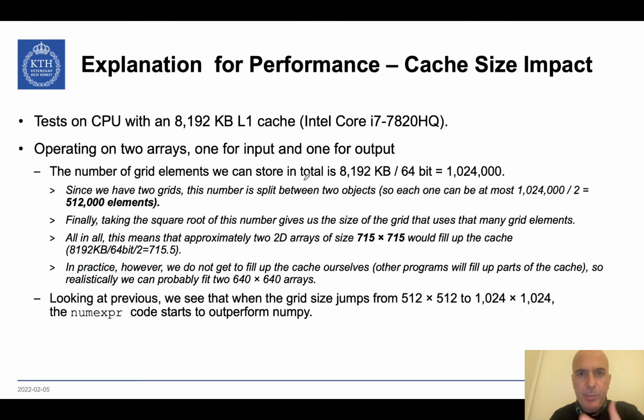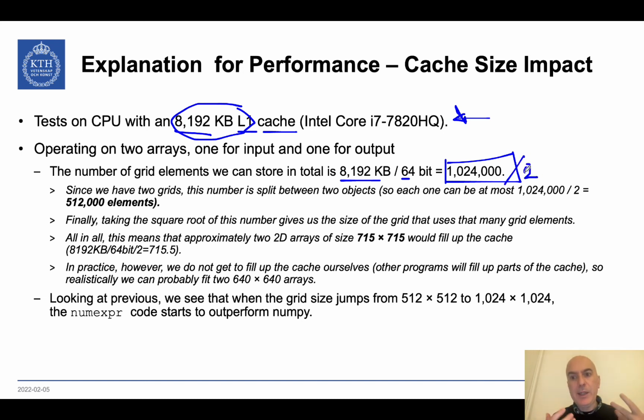The tests that I presented in the previous slides were done on an Intel CPU with 8000 kilobyte cache. Remember that whenever we do a simulation, we need to understand the capacity and the hierarchy of our memory system. So we need to check first the system that we're using, what is the size of the cache. Also, our problem size: we are basically operating on two arrays, one for the input and one for the output. The number of grid elements that can be stored in caches, we need 64 bits for each, right? So we can store in total in the cache 1 million elements. Since we have two grids, one for the input and one for the output, we divide this number by 2. So in this case, we can store two grids, and each of these two grids can have 502 thousand elements.